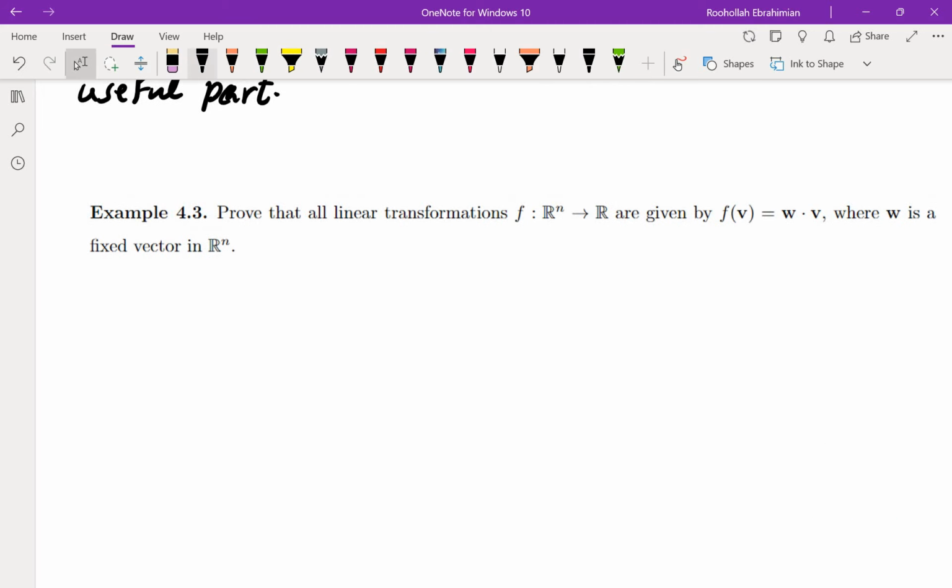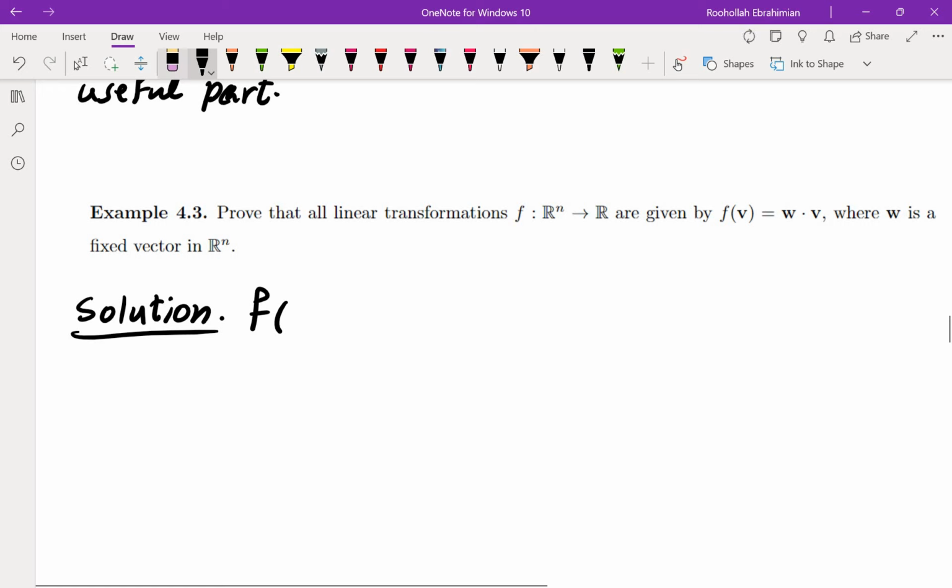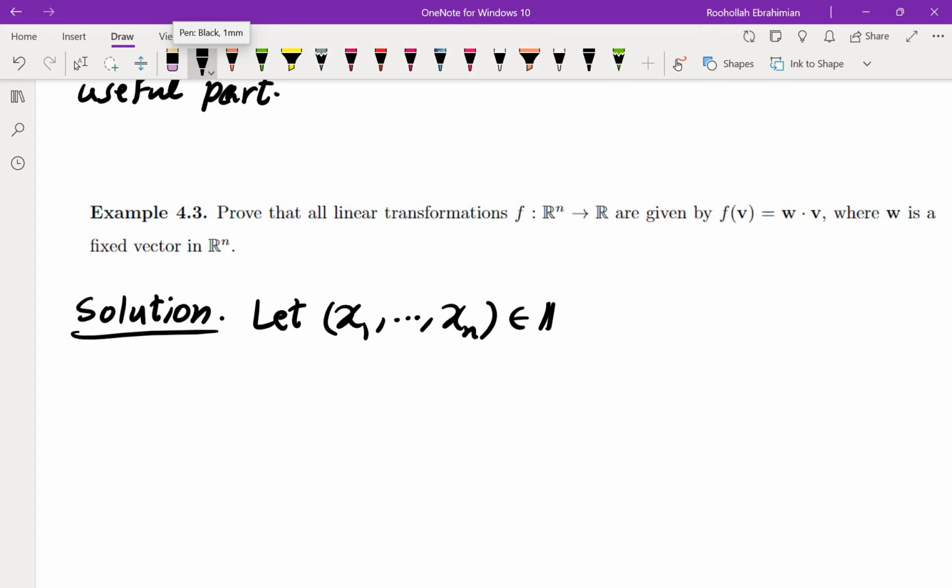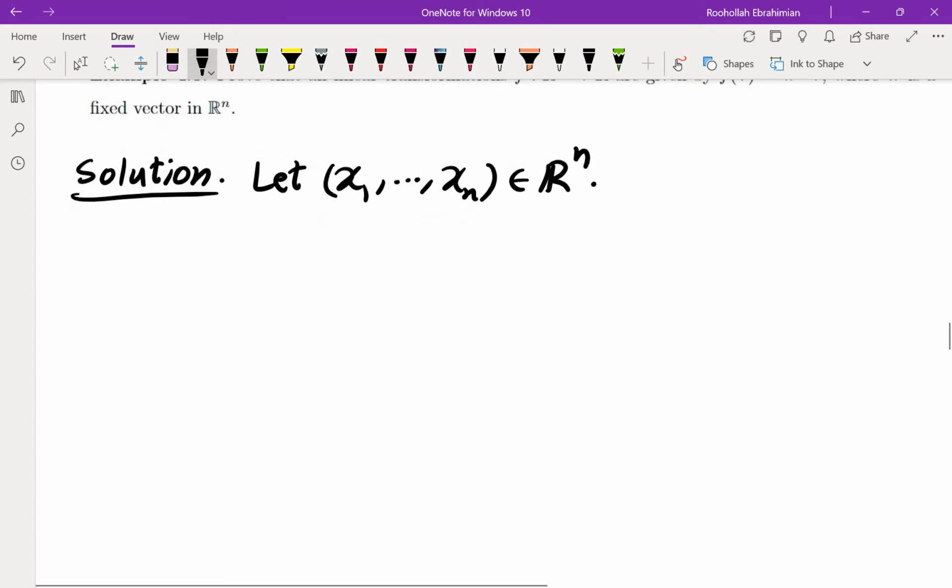Okay, let's actually see that in an example. We are going to find all linear transformations from Rn to R. So let's start with some notation. Let x1 through xn be in Rn. I would like to find f of x1 through xn.